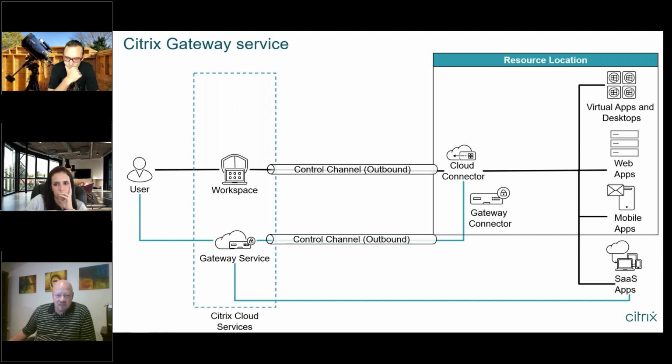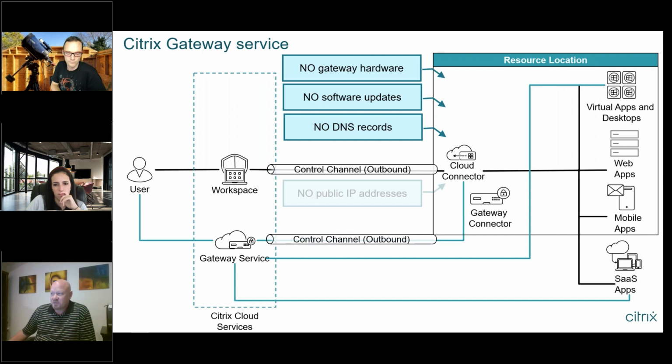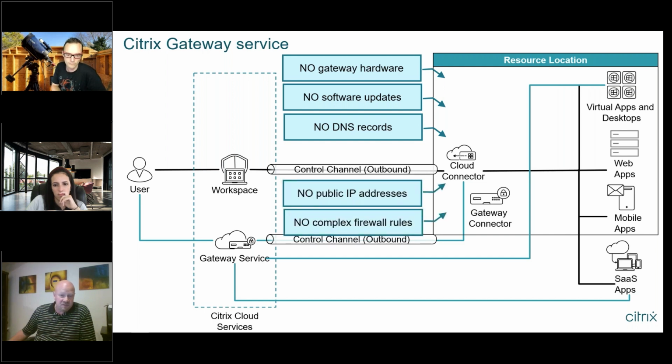And for virtual apps and desktops, it also supports what's called Rendezvous Protocol, where VDAs can bypass Cloud Connector altogether and set up connections directly with Gateway Service to help improve scalability. So compared to maintaining your own gateway in an on-premise environment, Gateway Service simplifies the resource locations by eliminating the need for enterprises to maintain hardware in the DMZ, the need to do any software updates to them, the need to maintain any DNS records or public IP addresses or complex firewall rules. That's all now taken care of by Citrix with Citrix Gateway Service.